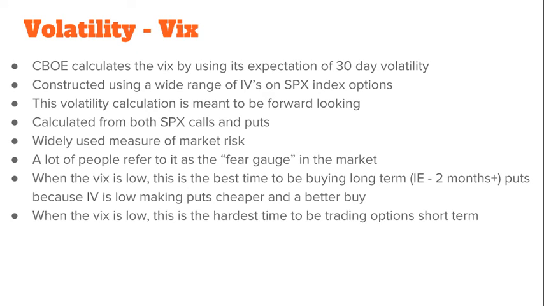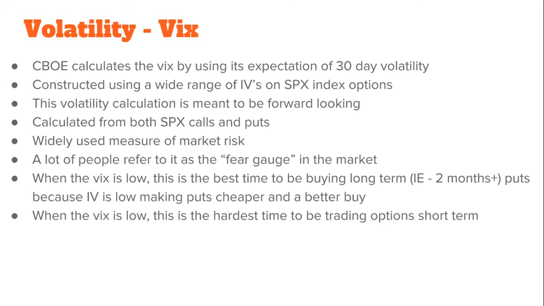But also, when the VIX is very low and IV is very low, this is a very good time to be buying longer-term puts, because puts are going to be very cheap since implied volatility is so low. The lower implied volatility is, the cheaper all options are. So if you have bearish views on the market, it's a good time to buy longer-term puts. Or if you want to hedge your portfolio, it's a good time to be buying longer-term puts when implied volatility is lower because it's cheaper.